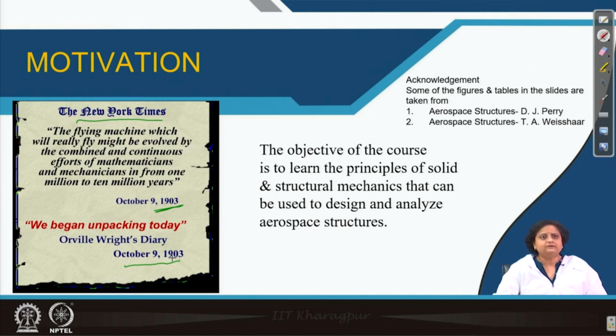We will learn the concepts of solid mechanics, structural mechanics and theory of elasticity with the application in mind that we will finally be designing and analyzing thin walled aerospace structure, which may look very complex, very advanced, but would just require a very clear and thorough understanding of the fundamental concepts of mechanics. So, with this, let me move on to the next slide.